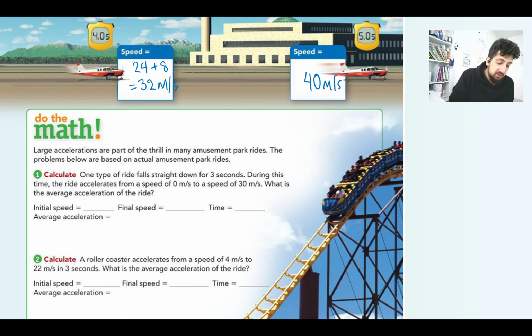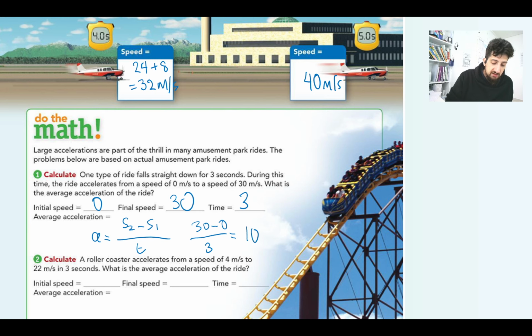Well, the initial speed is 0. The final speed is 30 meters per second. And the time it takes is 3 seconds. So the acceleration is going to be S2 minus S1 all over time, which is going to be 30 minus 0 all over 3, or 10 meters per second squared. Don't forget the squared, we're talking about acceleration.